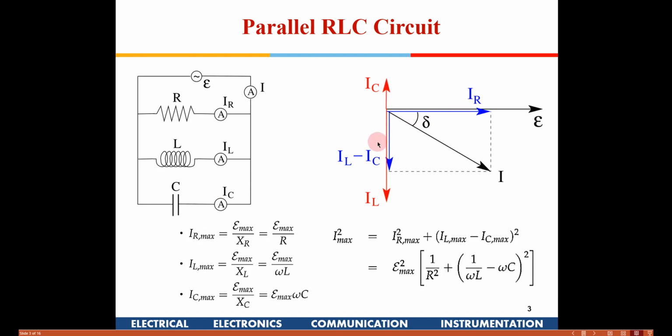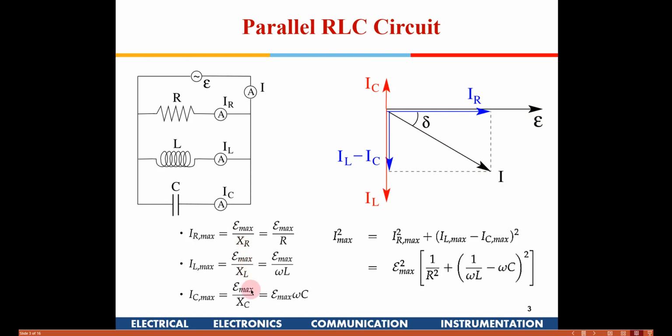To find the sum of these three currents, you have to do vector addition, right? Initially we find IL minus IC, the blue arrow pointing downwards, because we have assumed in this case IL is greater than IC. So IL minus IC is this, and then you take the vector sum of these two, and you will get I. That I will be lagging the applied voltage by a phase angle delta. So we need to find this delta and I.